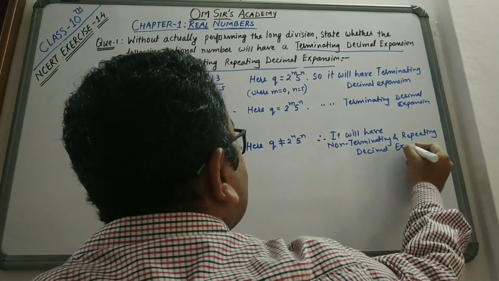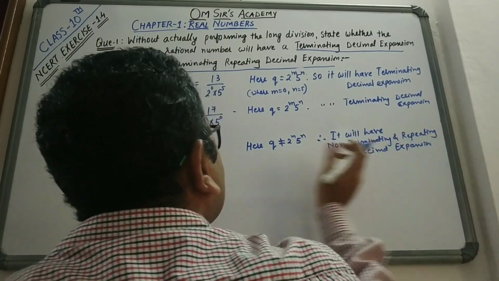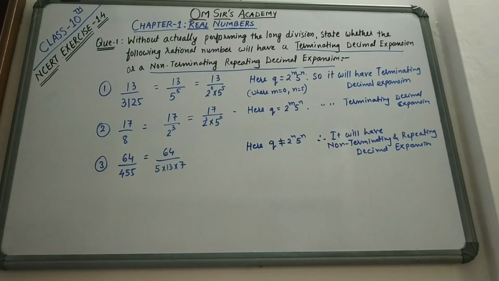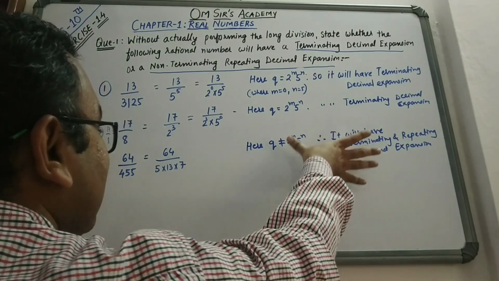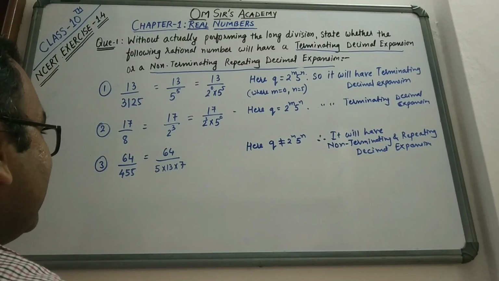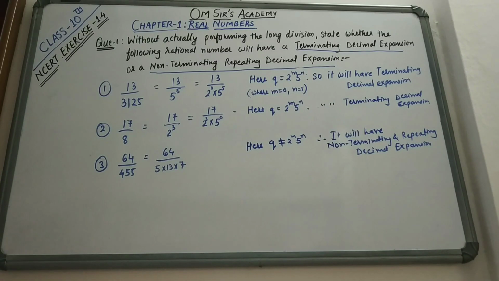It is very simple, you only have to judge: if the value of q is 2 raised to m and 5 raised to n, then it will have a terminating decimal expansion, and if q is not equal to 2 raised to m and 5 raised to n, then it will have a non-terminating decimal expansion.